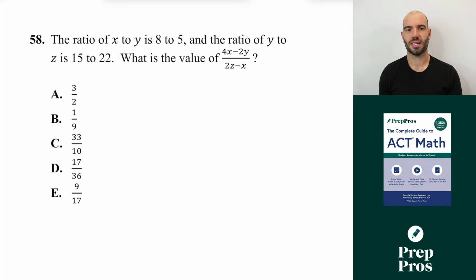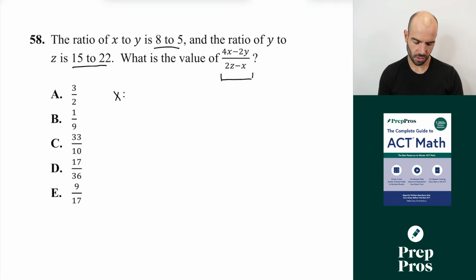For this question, we have to know how to compare across ratios. So we're told the ratio of x to y is 8 to 5, y to z is 15 to 22. We have to find this big mess: what is the value of 4x minus 2y over 2z minus x? So algebraically, this is no fun.